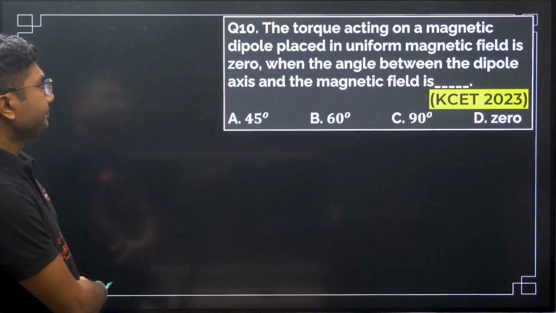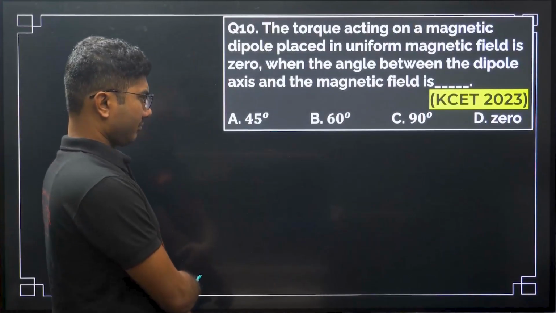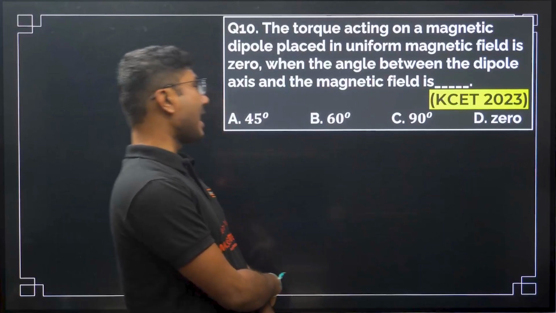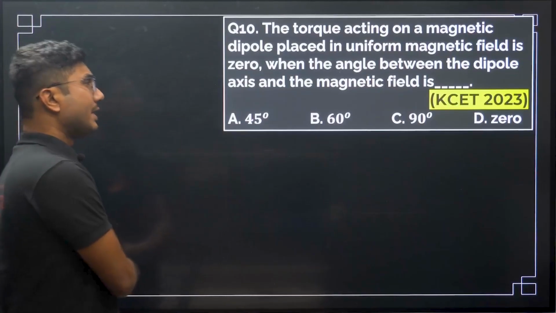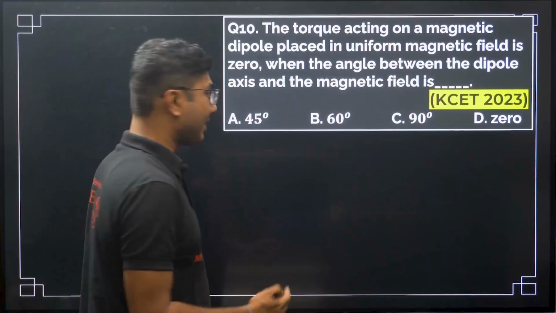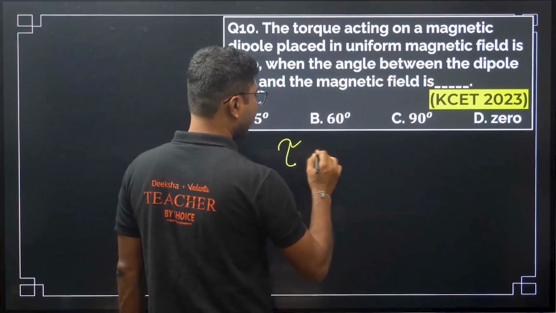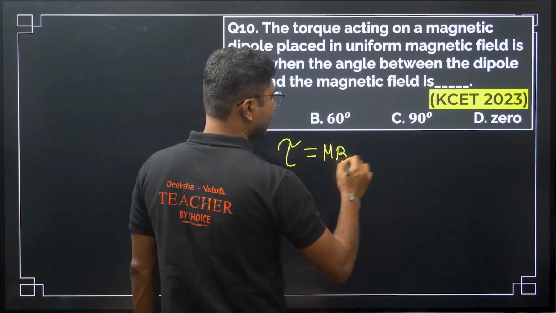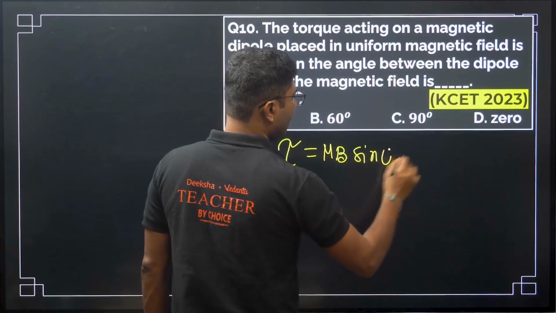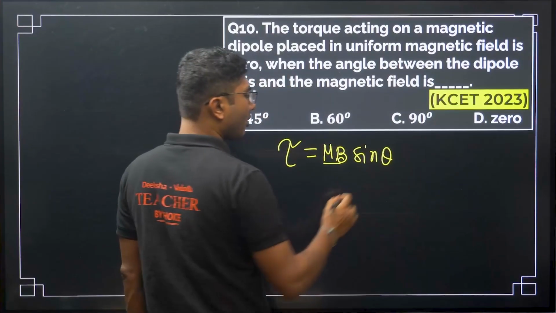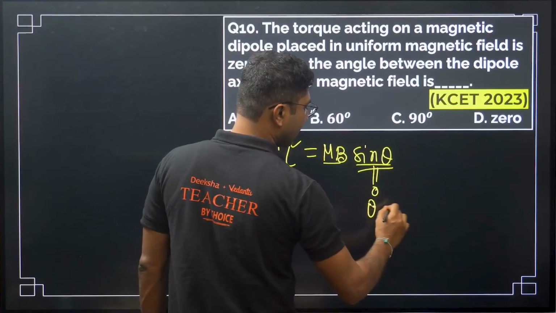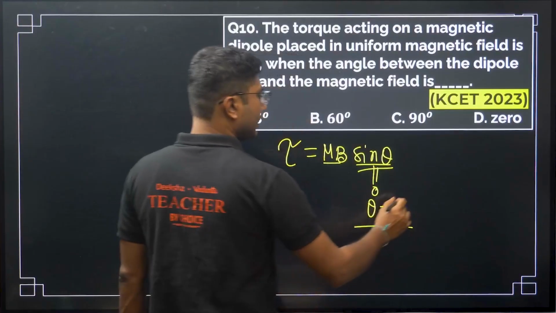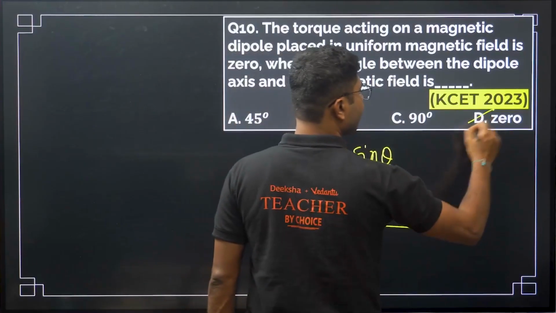Next question. The torque acting on a magnetic dipole placed in a uniform magnetic field is 0 when the angle between the dipole axis and the magnetic field is. Torque acting on a magnetic dipole is m b sin theta. It will be 0 if m and b are not 0, then it is only possible when sin theta is 0, that is theta equals 0. Theta equals 0 degrees, that is option D.